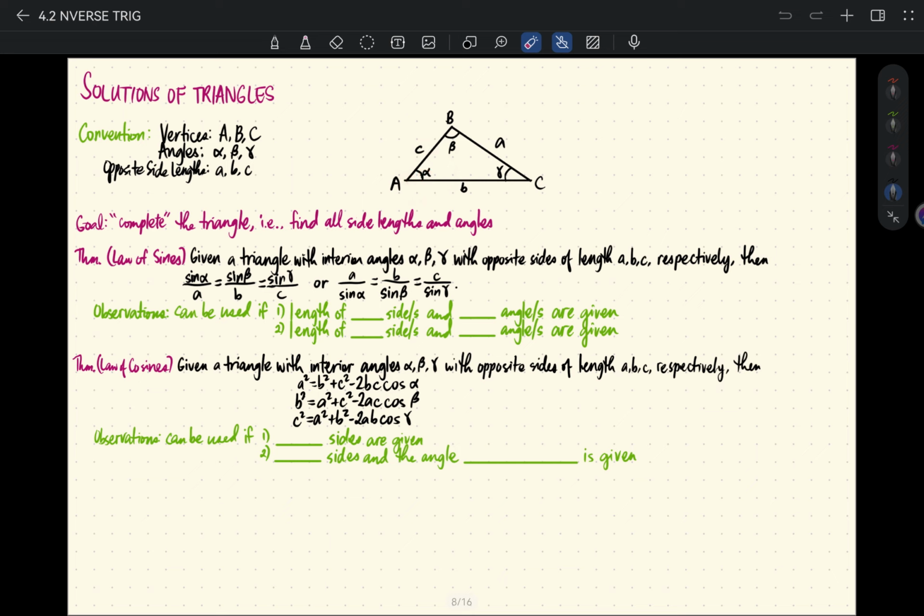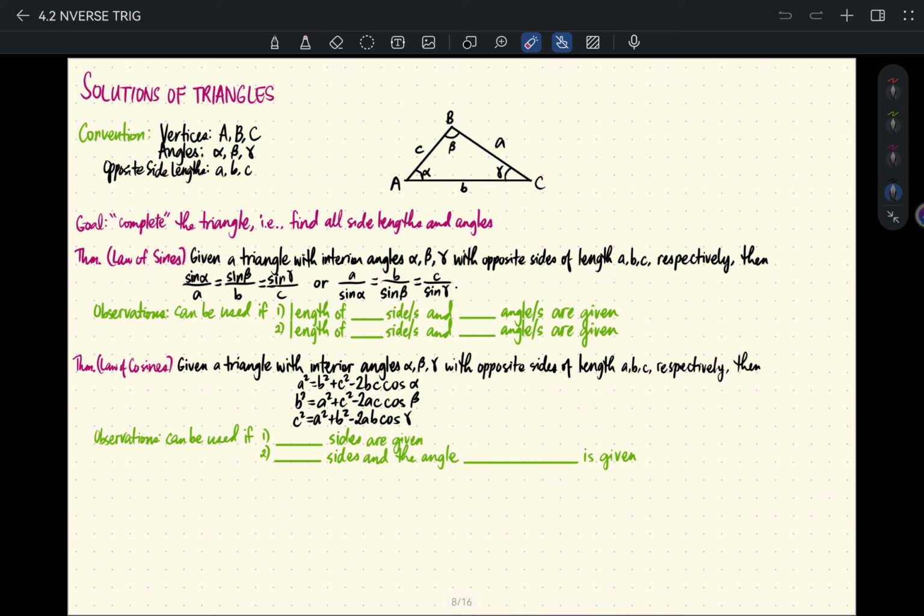While for the opposite side lengths, we have a, which is the length of the side opposite to alpha. Then we have b to be the length of the side opposite to beta. And lastly, we have c, which is the length of the side opposite gamma. So this one right here is the appearance of the triangle that we will be talking about. So that's our convention moving forward.